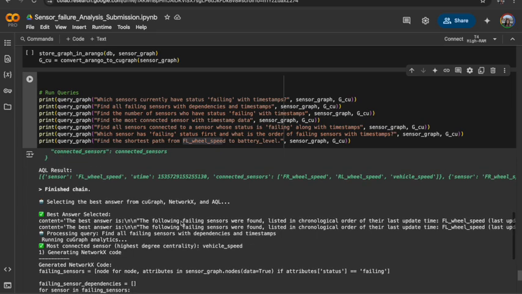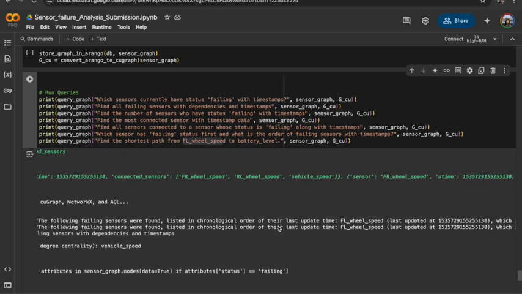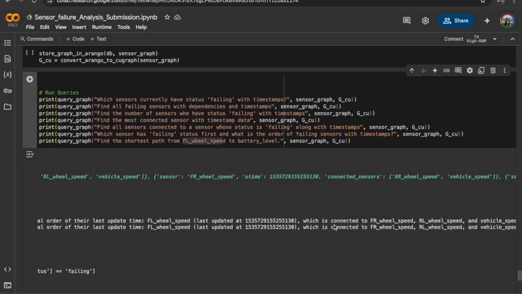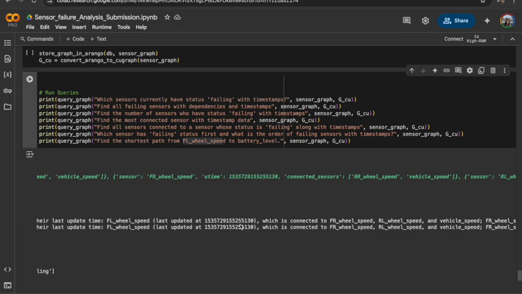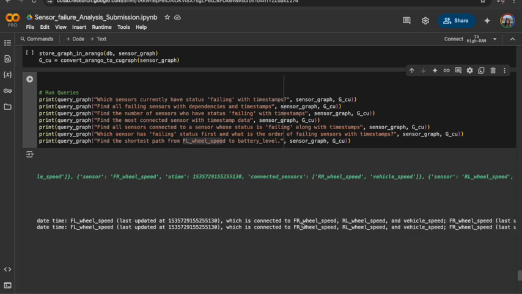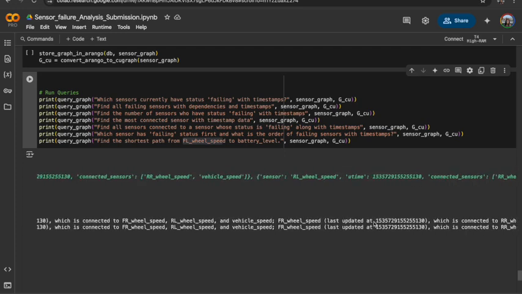Now here the LLM is selecting the best answer out of the three answers from the AQL, NetworkX and cuGraph analysis. Here it is showing the following failing sensors were found listed in chronological order with their last update time: the front left vehicle wheel speed and its timestamp, which is connected to front right wheel speed and rear left wheel speed. So it is also showing the failing sensors and its dependent sensors with the timestamp.